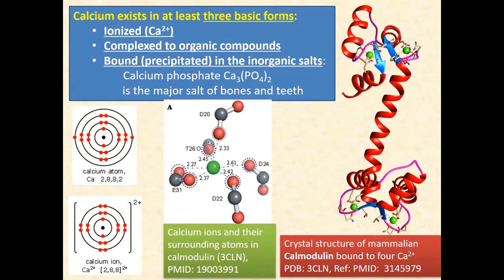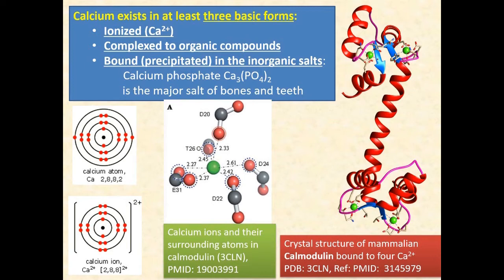Calcium exists in at least 3 basic forms. Number 1, ionized. Number 2, complexed to organic compounds. Number 3, bound or precipitated in inorganic salts. For example, calcium phosphate is the major salt of bones and teeth. I previously mentioned that the calcium atom may lose its outermost 2 electrons, the valency electrons, and become a charged calcium ion. Several proteins, for example calcium modulated protein or calmodulin, can bind to 4 calcium ions and get activated.